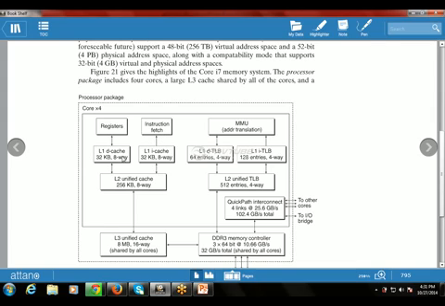There is an L1 D-cache, 32 KB, 8-way. This is the L1 I-cache. One is the D-cache, one is the I-cache, with the same capacity, 32 KB, 8-way. 8-way means there are 8 ways available, starting from 0 and ending with 7. The L1 caches are combined into the L2 unified cache, with a capacity of 256 KB, also 8-way.